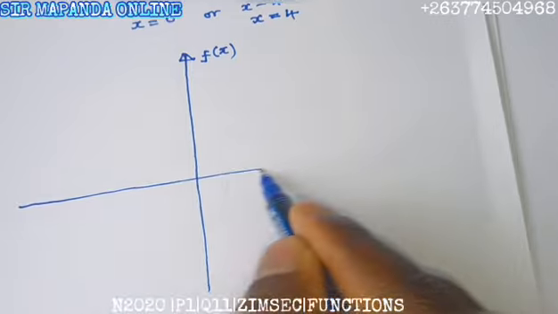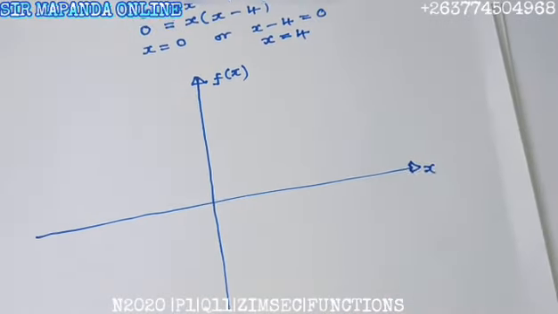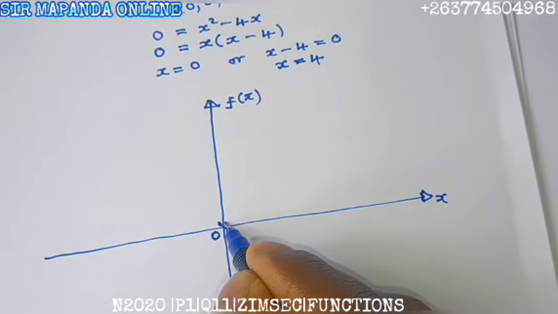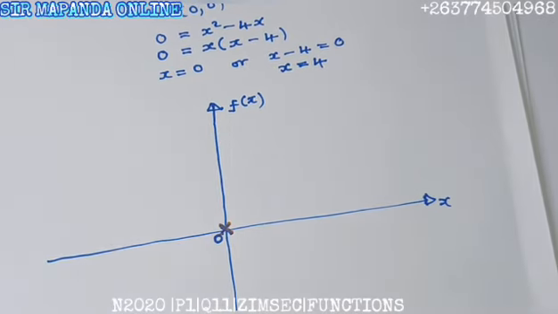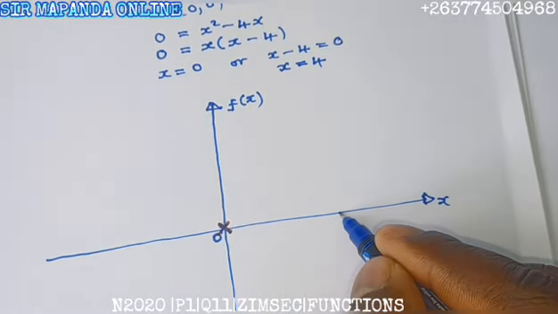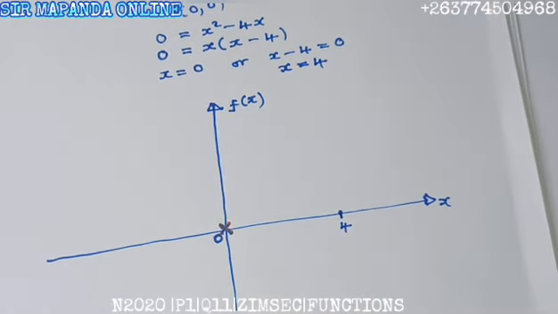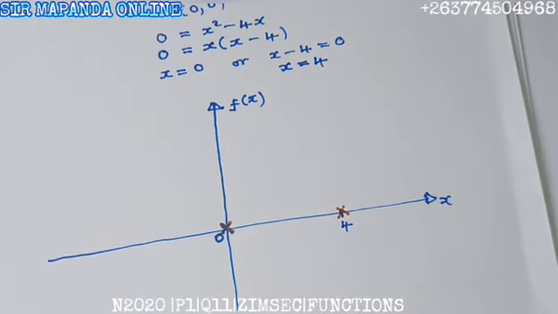Then you also need to have the x-axis, something like this. So the first intercept is the origin itself. I'm going to put a star here. Then the next point is 4, 0. Right? So where is 4, 0? If this is 4 for x, it means this point is 4, 0. Something like this. I hope you are following.